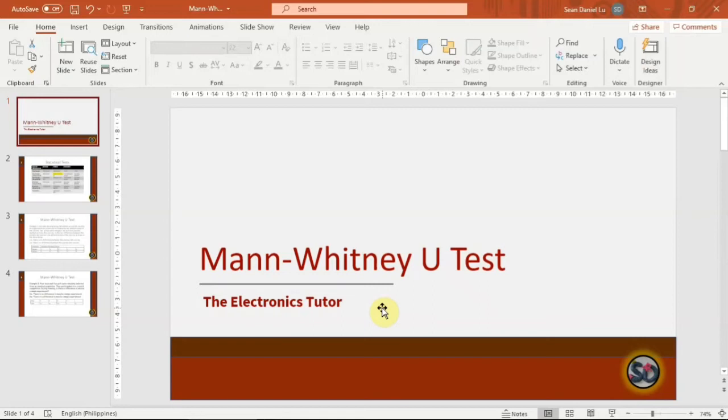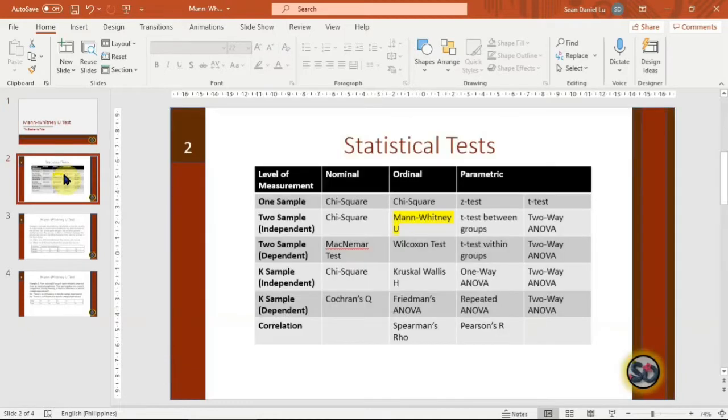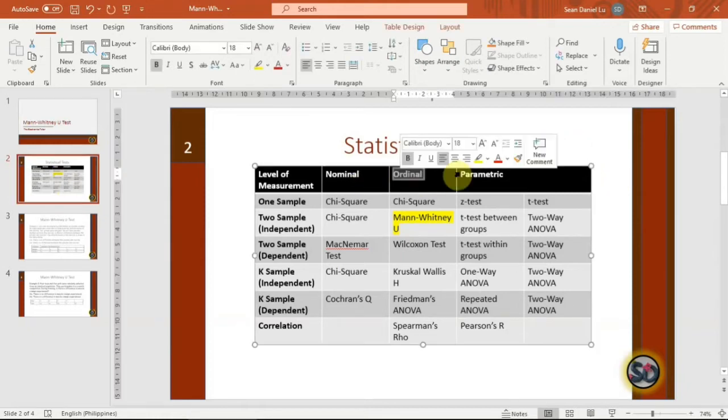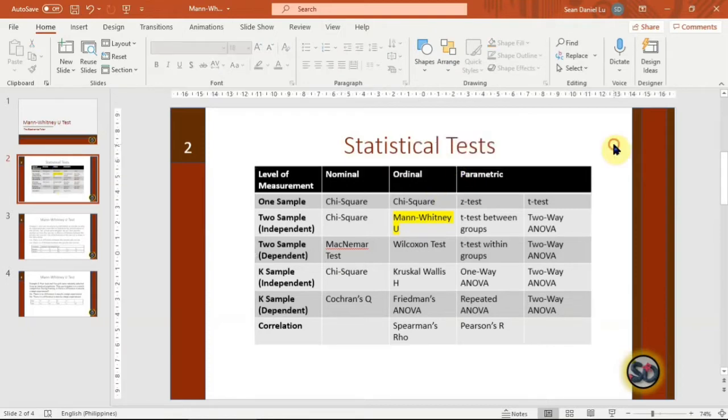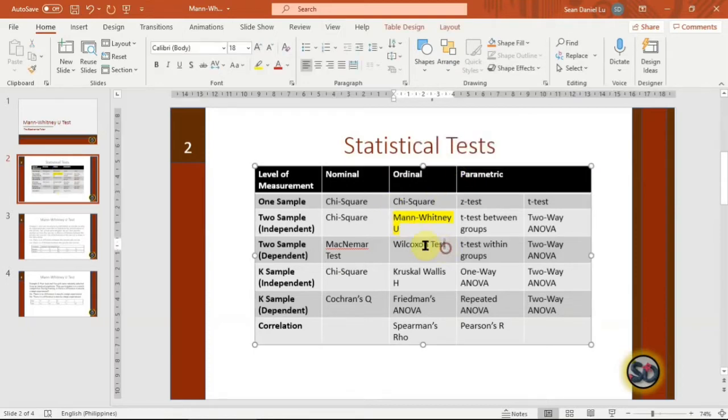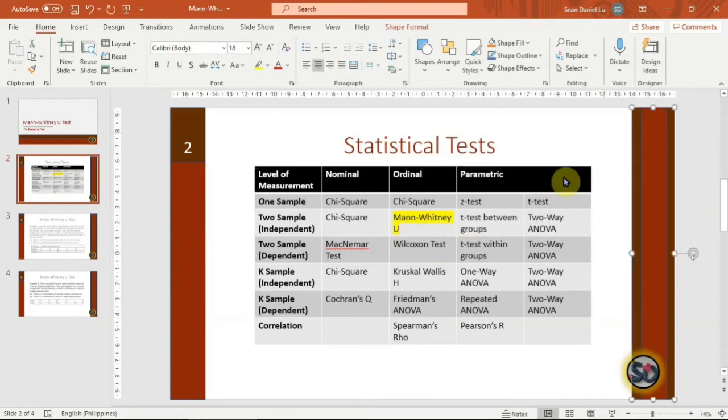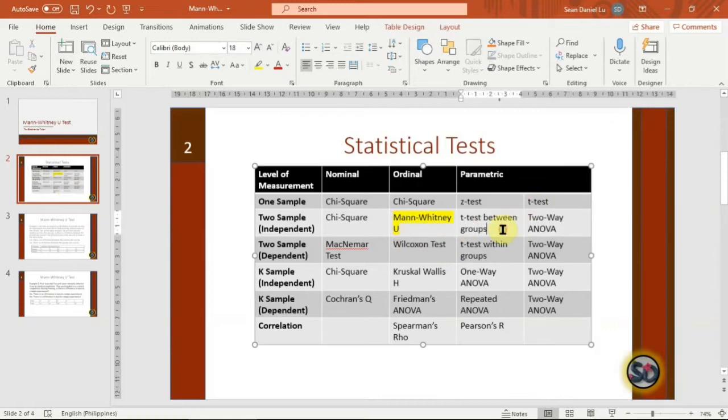In this video, I'll show you how to use the Mann Whitney U Test in SPSS. As you can see from the table of statistical tests, the Mann Whitney U is a non-parametric statistical test. It is using only ordinal data. It is similar to the Wilcoxon test, and it is also similar to the parametric t-test.